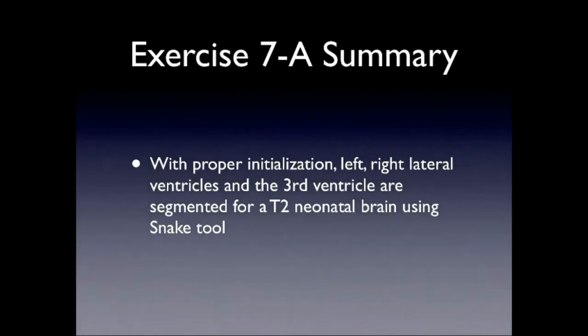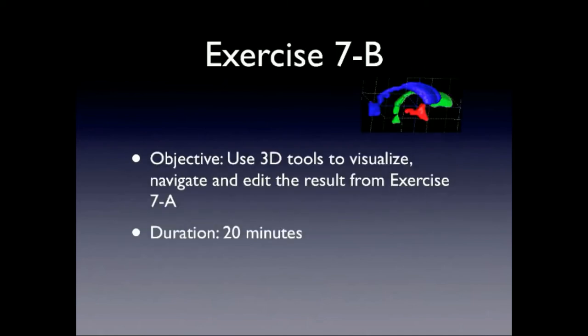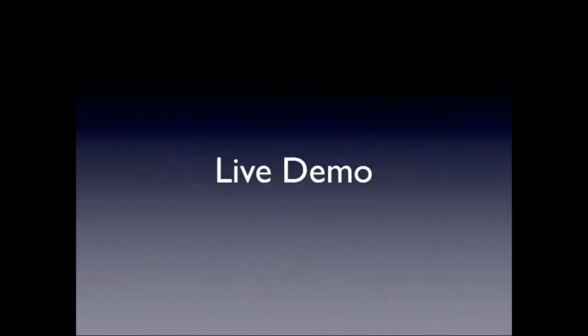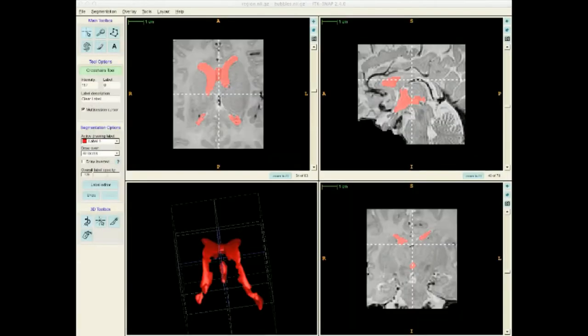So that's just a summary of the last exercise. Right now there's only one color for all three ventricles, but if we want to separate them into three regions, left and right lateral ventricle, and the third ventricle, then we have to do some 3D editing and navigation to accomplish that. So let me just show you how to do that.